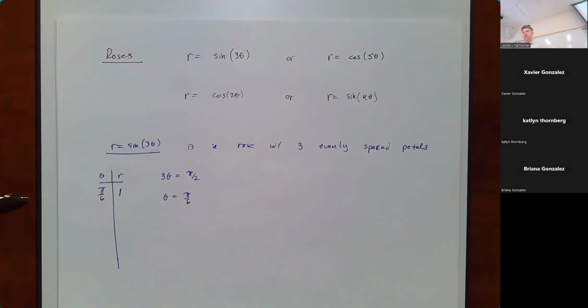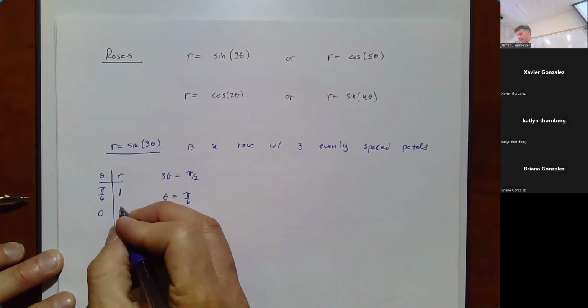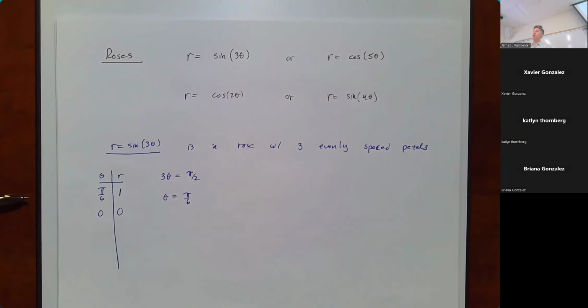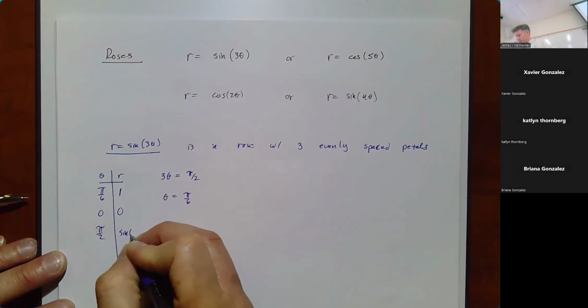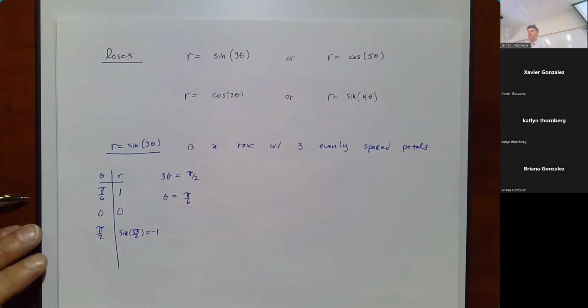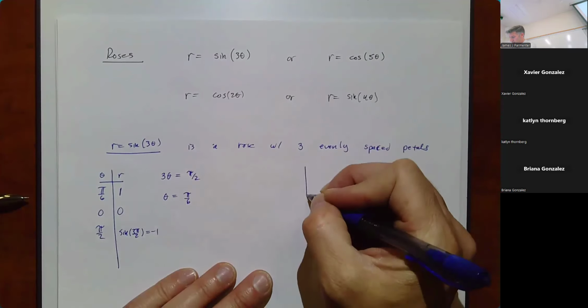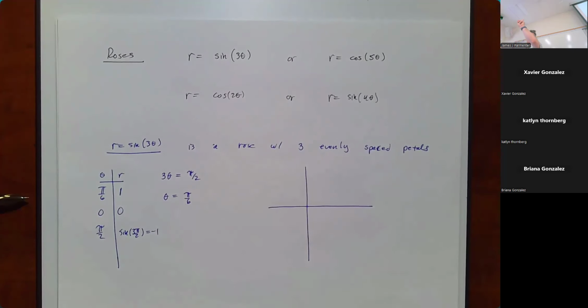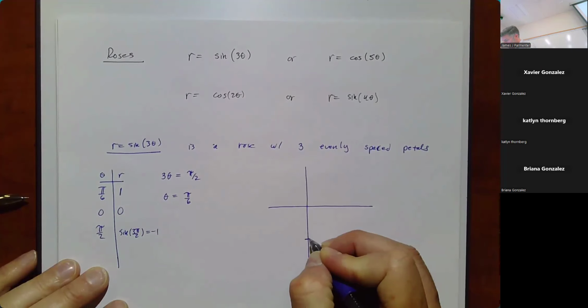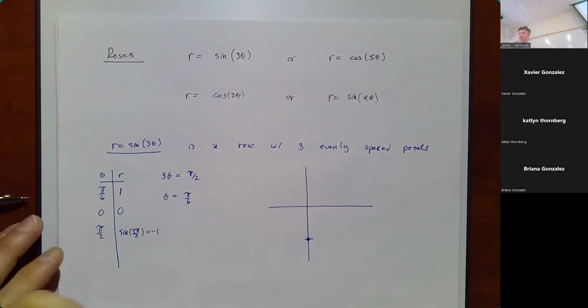So what I would actually do in reality is test two angles. I'm going to test the angle 0 and pi over 2, just like I was doing with the circle. If my angle is 0, my r value is not very helpful. It's 0. It would have been helpful if it was cosine. And then I'm going to test the angle pi over 2. Sine of 3 pi over 2 is negative 1. So here's what I know. When the angle is pi over 2, so when it should be pointing in the up direction, my r value is negative 1. So I'm actually pointing in the down direction. So right there, I'm going 1 in that direction.